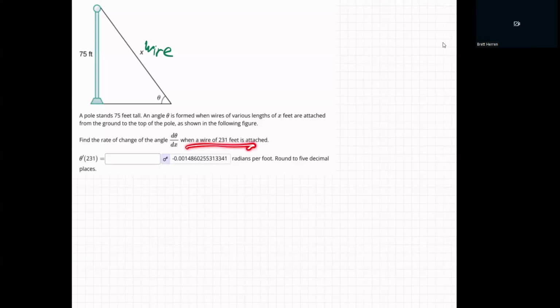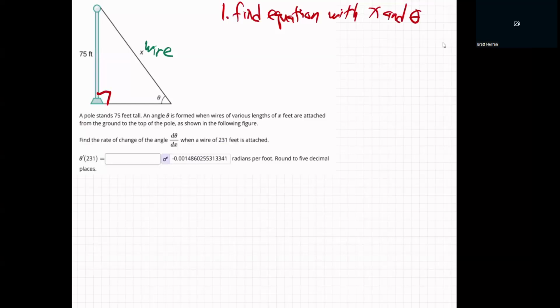feet is attached. Okay, so here's the trick on this one. We have to do a certain order of steps. So step number one, find an equation with x and theta. Some kind of connection. Well, you can see this is a right triangle, right?